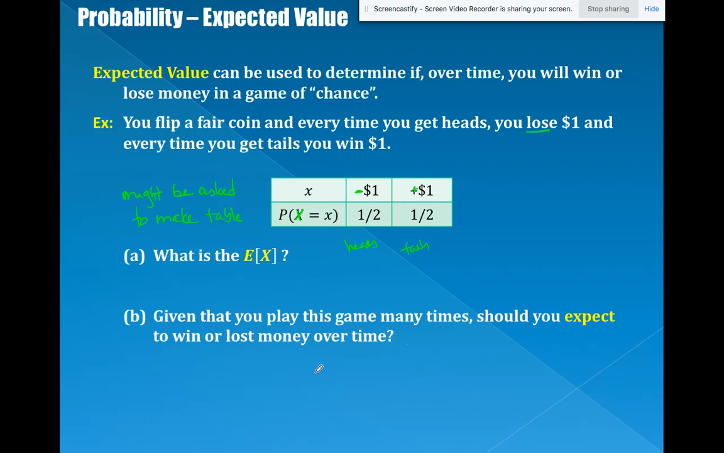What's the expected value? So the expected value is just a sum. -1 times 1/2, +1 times 1/2, right? Multiply, multiply, sum.